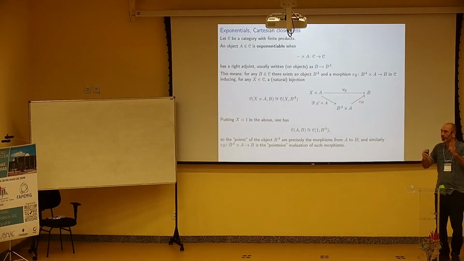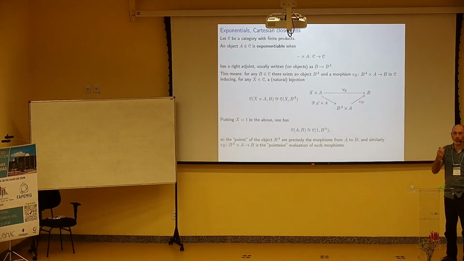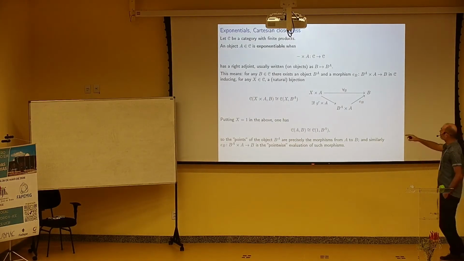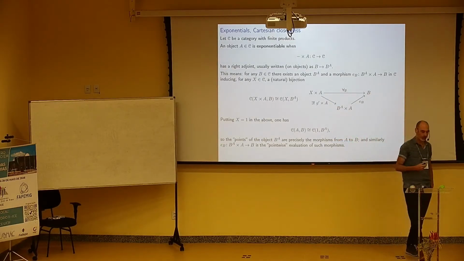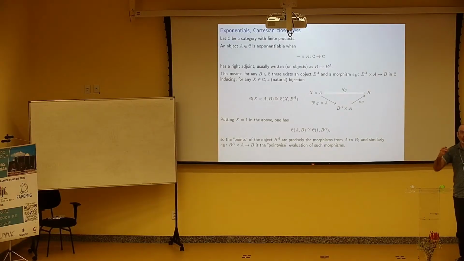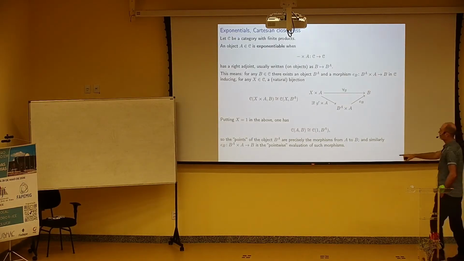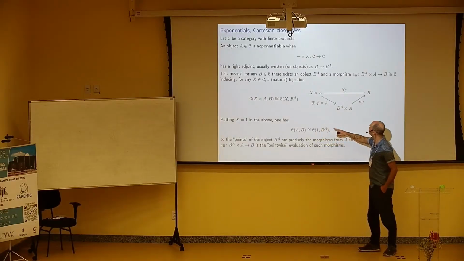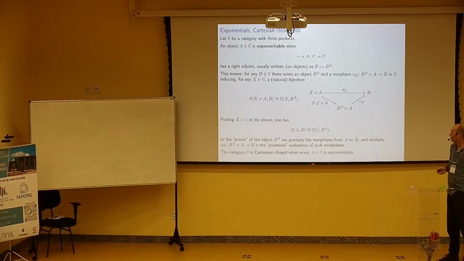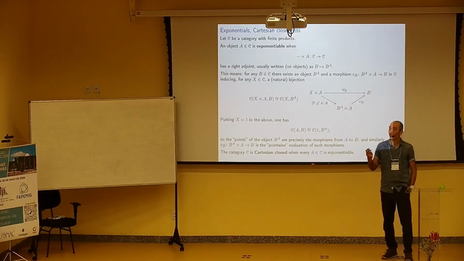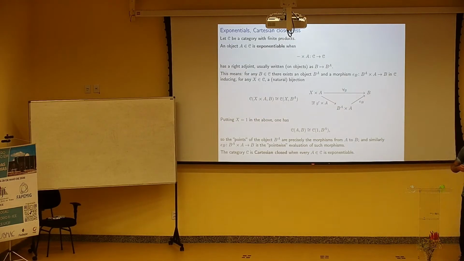Now, be careful, because points in a category are not always what you think they are. That's the caveat. And similarly, the evaluation morphism, again by putting in your test object 1, you quite easily see that it's point-wise evaluation of a morphism at a point of A. Right. And so a category is Cartesian closed when every object is exponentiable. Cartesian closeness is a very important condition that a category may or may not satisfy.